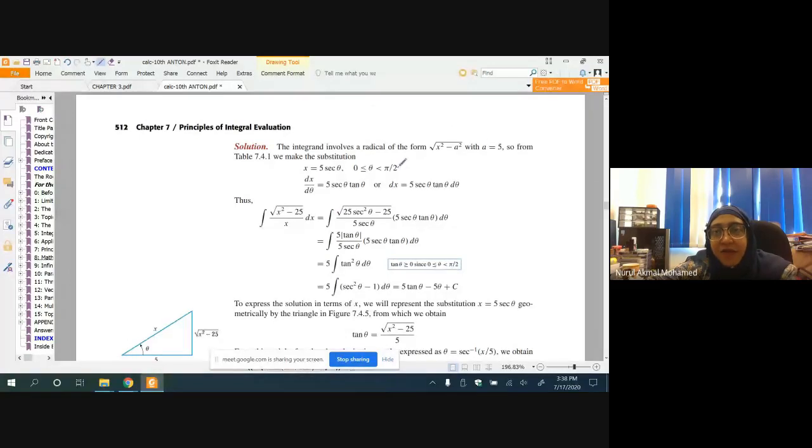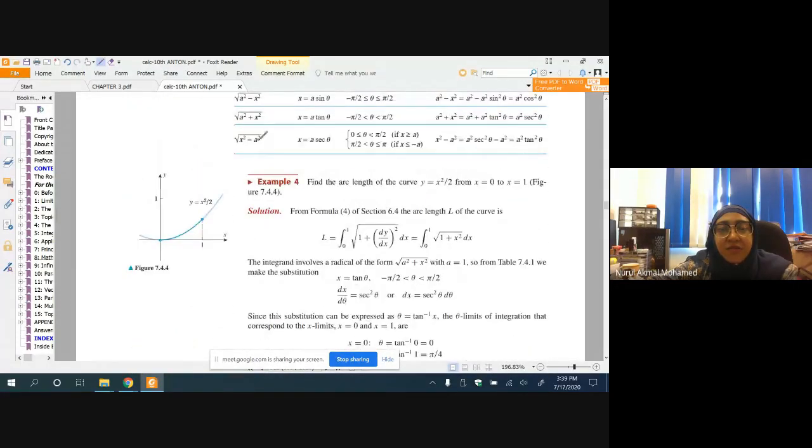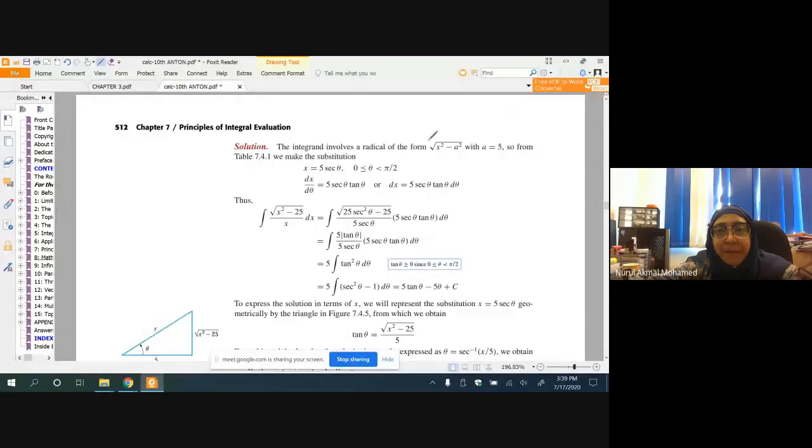Okay, what about this one? This is integration of x squared minus a squared. You can use this substitution: x will be a secant theta. So your a is 5, then x will be 5 secant theta.